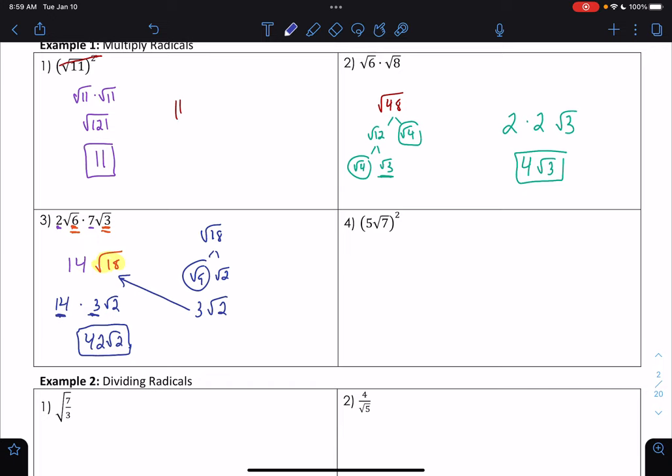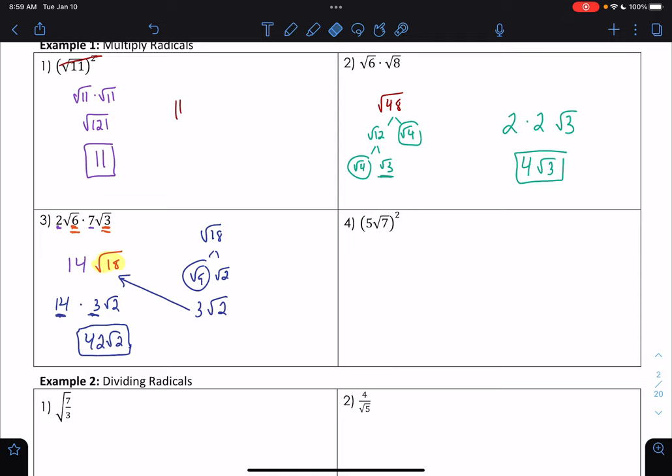You can always use your calculator to check. Type in the original problem, 2 square roots of 6 times 7 square roots of 3. See what approximate messy decimal that gives you, and then do 42 square roots of 2, and you're going to see that those two messy decimals will match up.